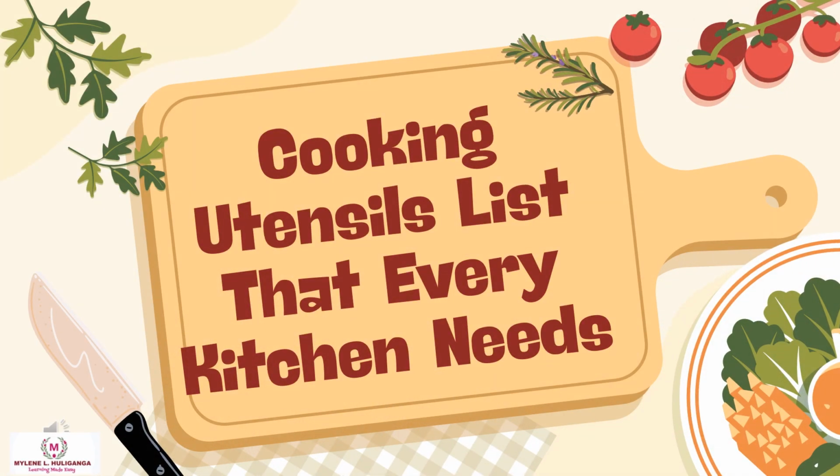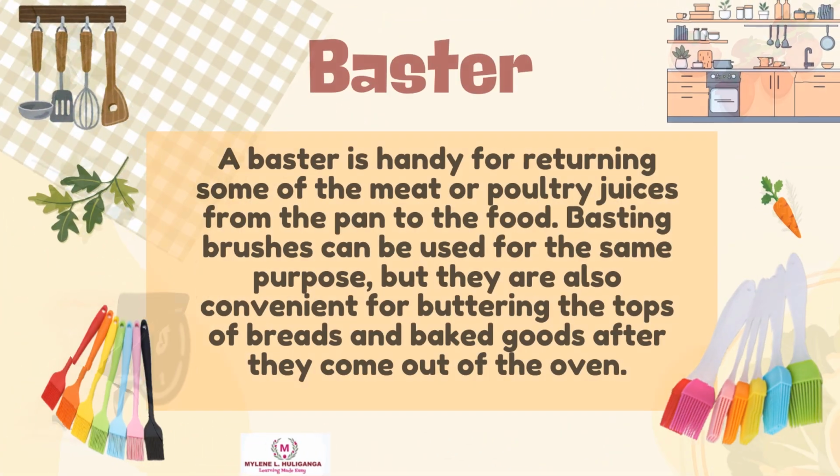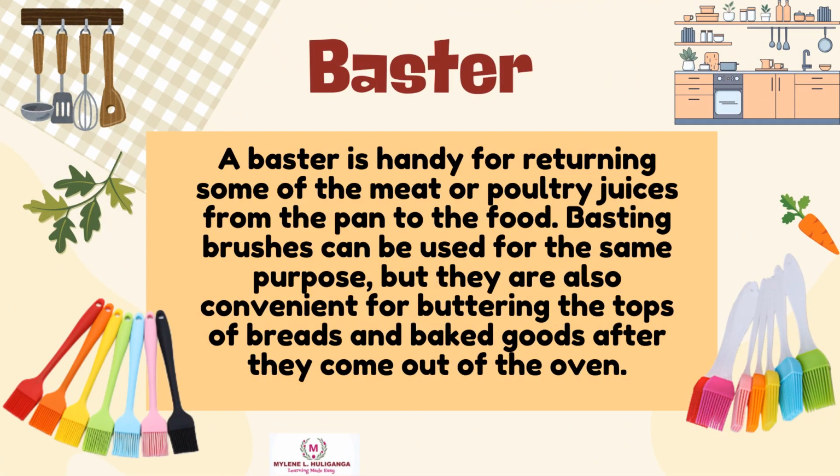The following are the cooking utensils list that every kitchen needs. Baster. A baster is handy for returning some of the meat or poultry juices from the pan to the food. Basting brushes can be used for the same purpose, but they are also convenient for buttering the tops of breads and baked goods after they come out of the oven.